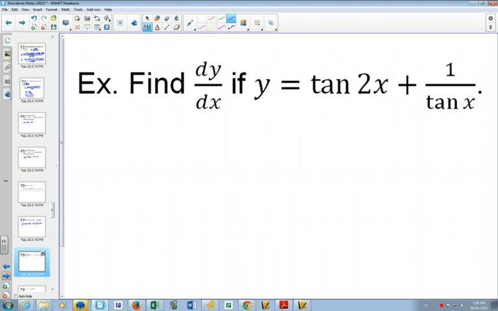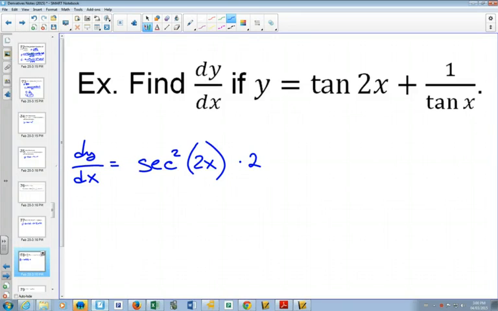So I'll start with the quotient rule since it's written that way. So dy dx. When figuring out the derivative of tan 2x, it's a chain rule there because 2x is inside of tan. So the outside function is tan, so you'd have secant squared 2x. Then the derivative of the inside function is times 2.